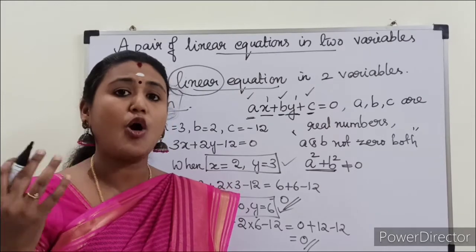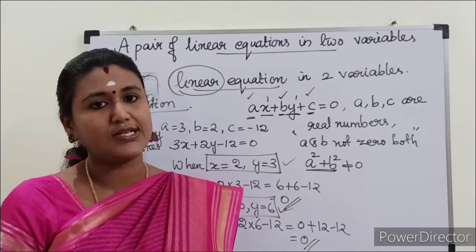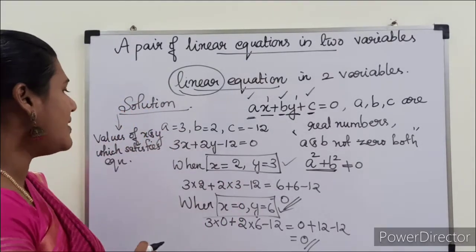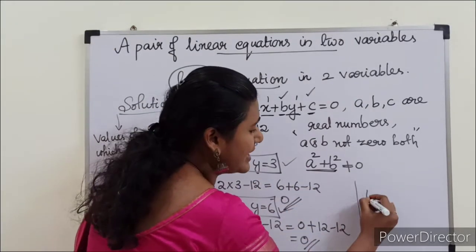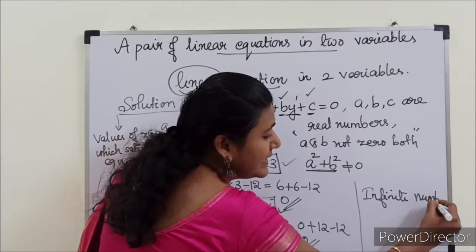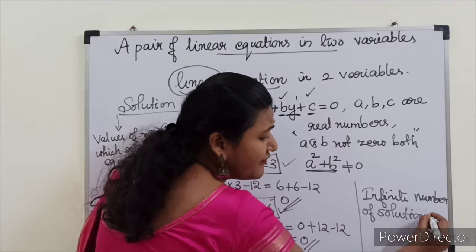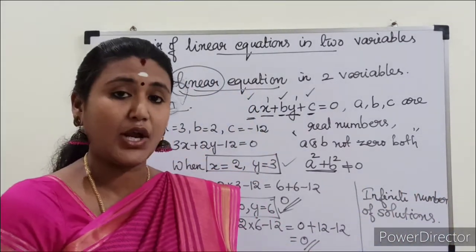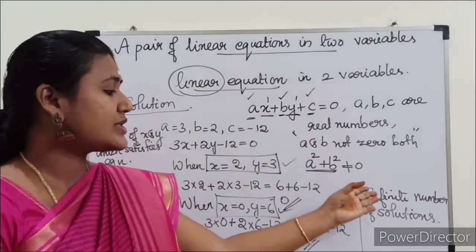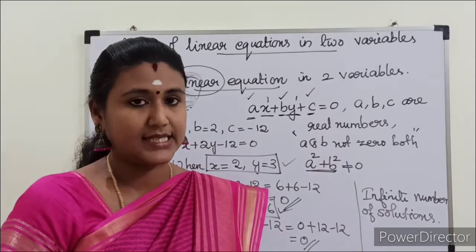You will have a doubt: how many such values can we find? We can find infinite number of values for x and y. So, a linear equation in two variables will have infinite solutions. Infinite number of values can be found which satisfy the given linear equation. So we can say this linear equation will have infinite number of solutions.